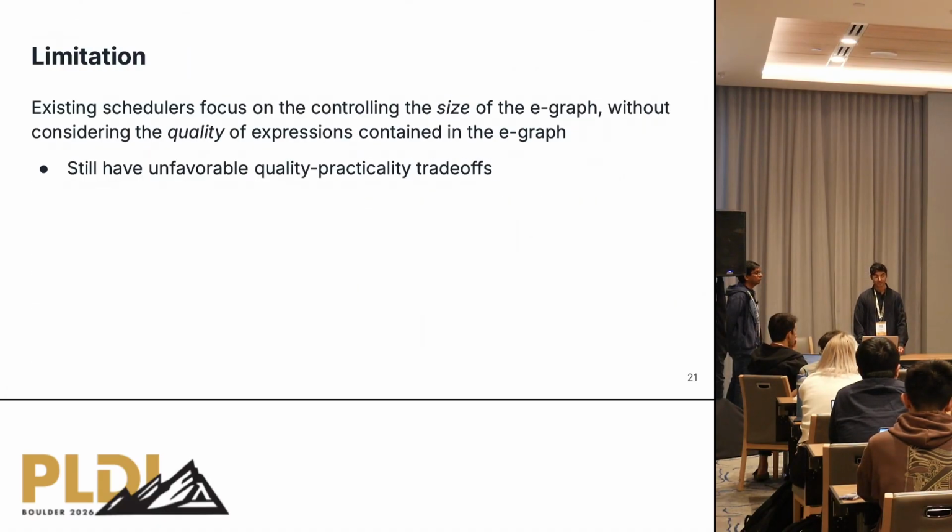However, current schedulers have a limitation. They focus on controlling the size of the E-graph without considering the quality of expressions contained within it. For example, backoff scheduler is explicitly designed to control the size of the E-graph by disabling those rewrites which match too often. However, some of those rewrites might be important towards getting high-quality, low-cost expressions, but backoff would just disable them. So as we've seen with Herbie, which actually uses backoff scheduler, you still need to use high node limits to get good quality, and this affects practicality.